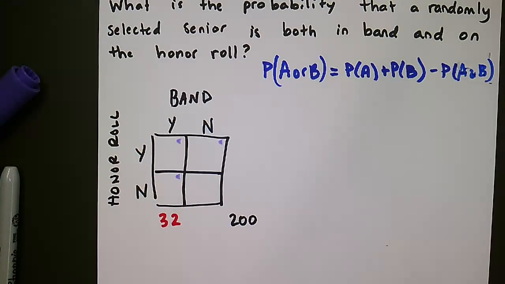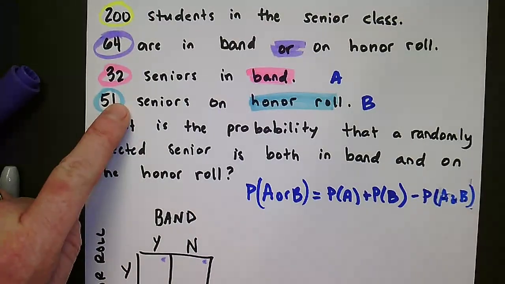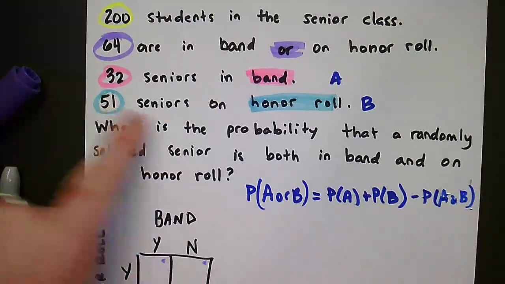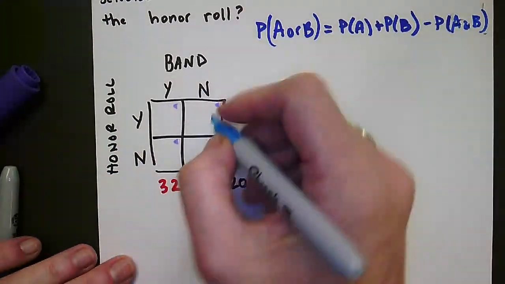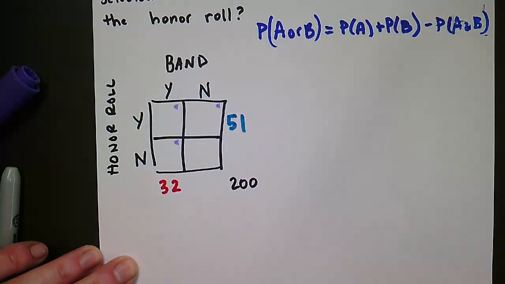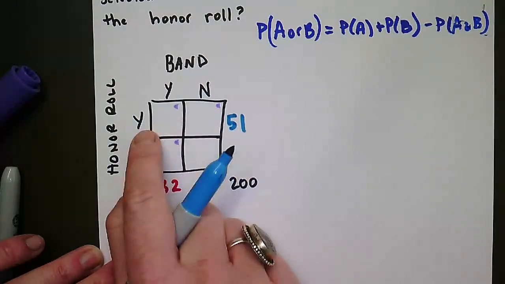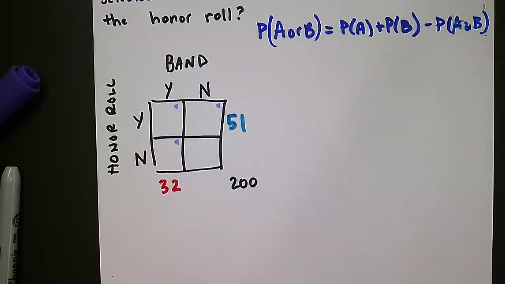And then let's see, what's my next one I got here? 51 seniors on the honor roll. So that's a yes for the honor roll row. So 51 is going to go here. And again, it's a marginal because it doesn't matter if you're in band or not. The total is 51. All right, now what I want to do is, really what I need to get is this box.